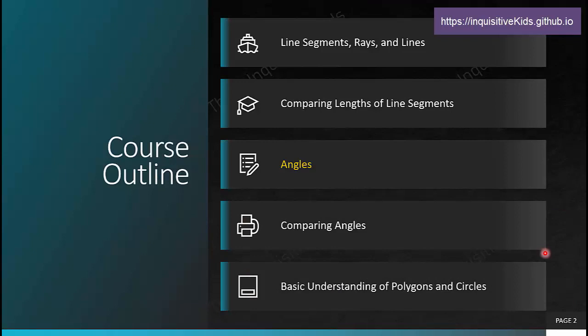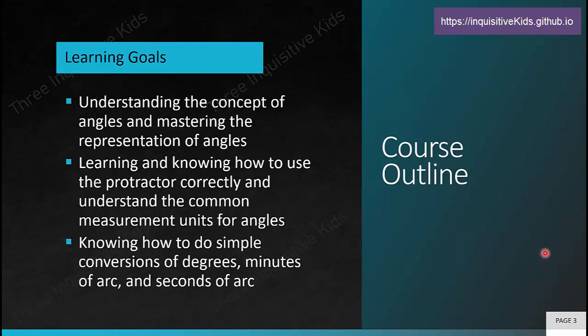And then, hooray, we're halfway through chapter 4. And I think the next time we have angles would be in the next semester. So after angles, we have coming up comparing angles, and a basic understanding of polygons and circles. So let's get started. Here are the learning goals for today.